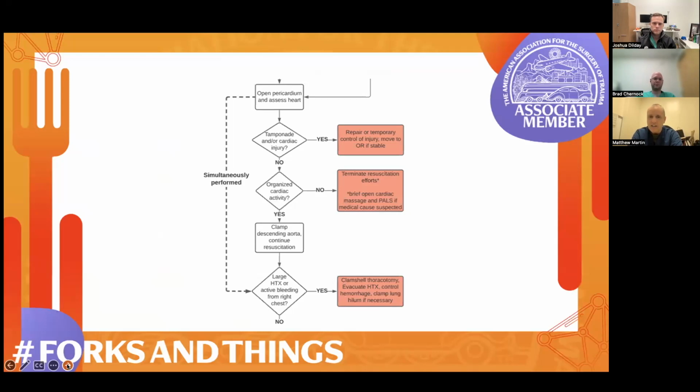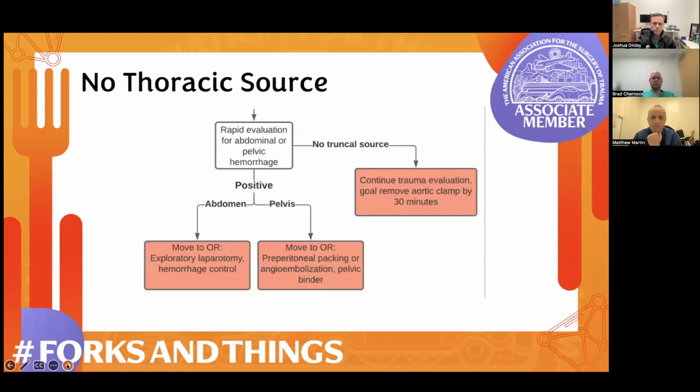If there is none, then we recommend terminating resuscitative efforts. Although, as we mentioned there, you can do a brief period of open cardiac massage and pediatric life support resuscitation if a medical cause is suspected. If they do have organized cardiac activity, then we recommend clamping the descending aorta to improve central perfusion and continuing resuscitation with blood products. And then again, that box on the bottom is if they have a large right hemothorax, we recommend the clamshell thoracotomy and then dealing with whatever you find in the right chest, just like with the left chest.